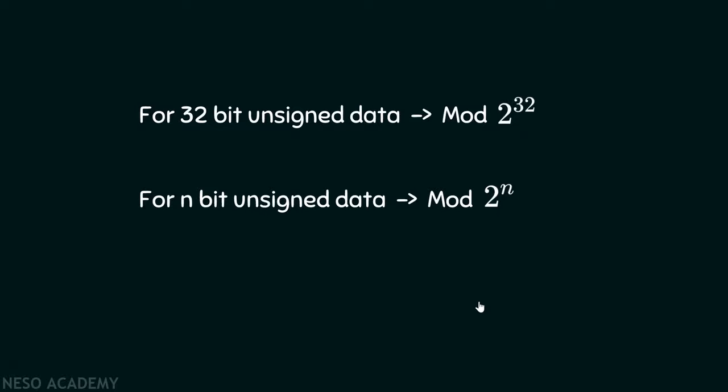We can say that for 32-bit unsigned data, our mod function would be mod 2 raised to the power 32. For n-bit unsigned data, this would be mod 2 raised to the power n in general.